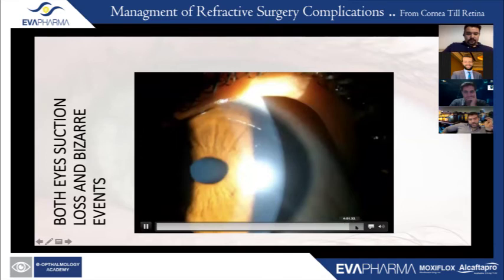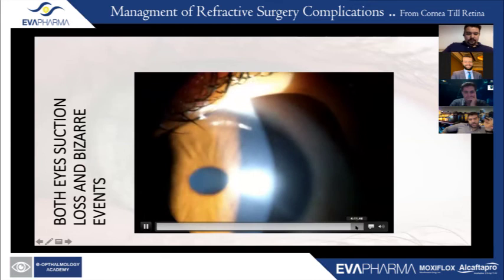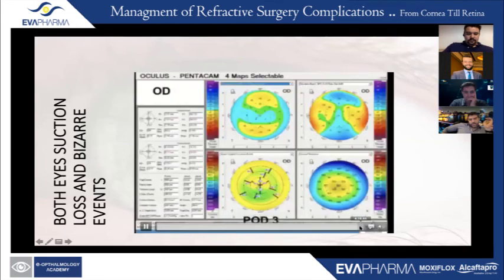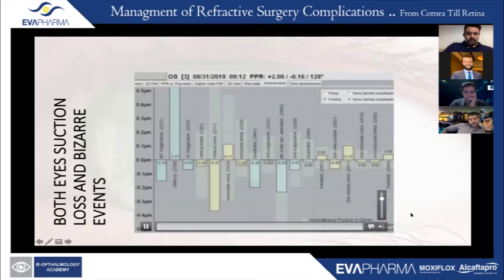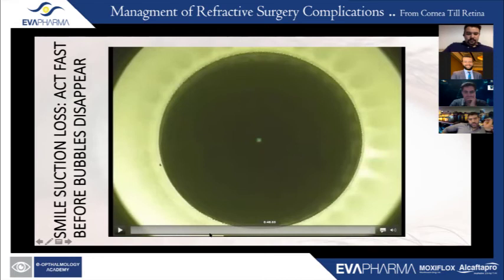The patient ended up having a hypermetropic refractive error in both eyes, surprisingly, but he was a young patient, and he was able to see 6/6 with some amount of accommodation and was reasonably happy. So here's another case where there was a suction loss.